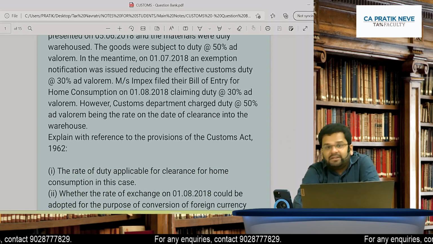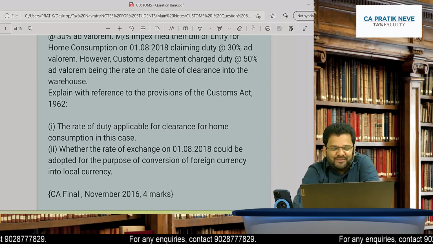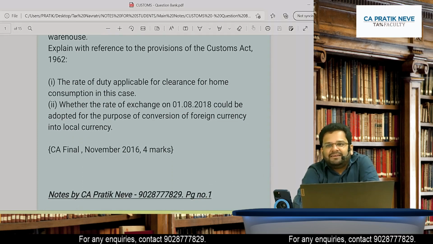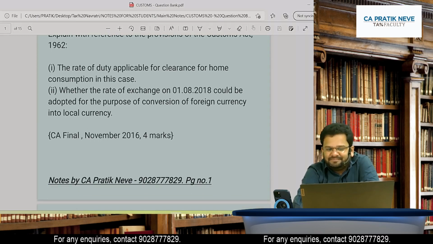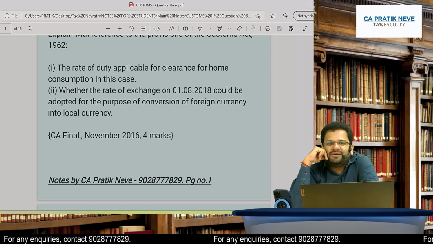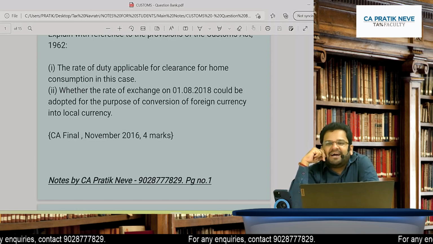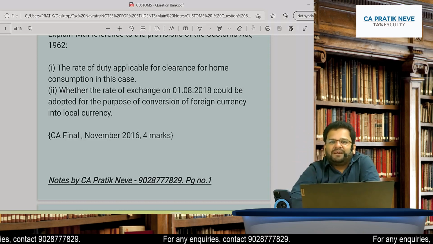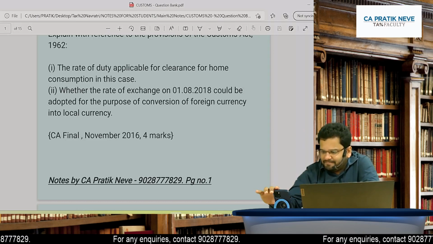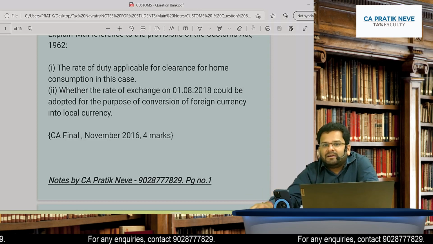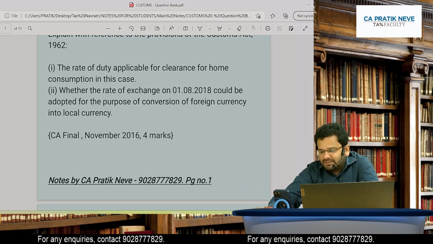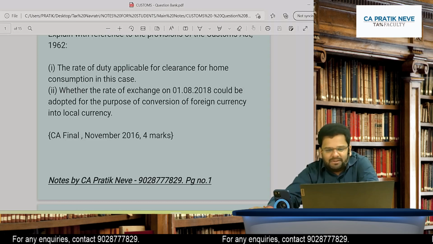Obviously, tell me in the chat window who is correct in this case and what is the rate of duty applicable. Yes, I'm waiting for your answers in the chat window. Who is correct in this case and what is the rate of duty applicable? So friends, you have answered me: yes, the importer is correct and the rate of duty will be 30%.